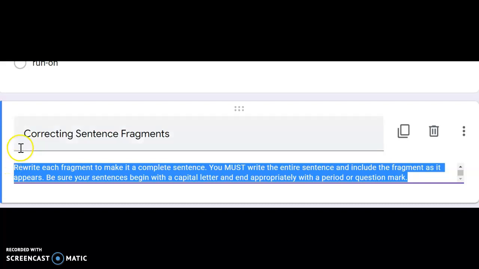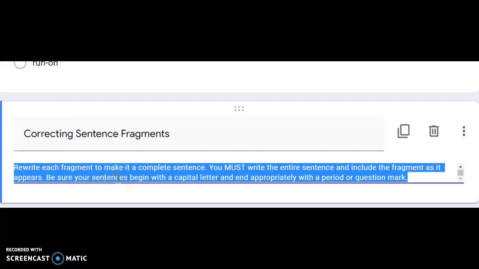The directions say, correcting sentence fragments. You're going to rewrite each fragment to make it a complete sentence. You must write the entire sentence and include the fragment as it appears. Be sure your sentences begin with a capital letter and end appropriately with a period or a question mark. It means if it's a statement, use a period. If it's a question, use a question mark.